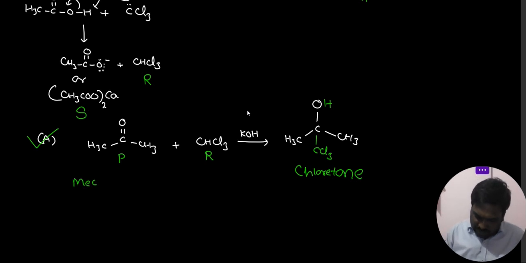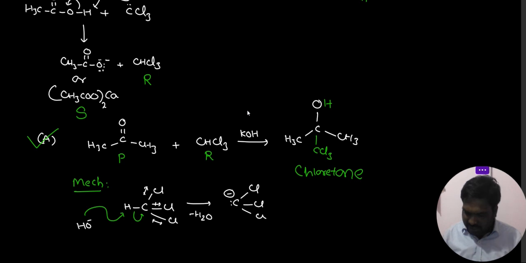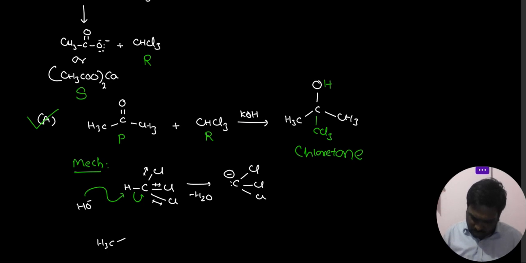So here, how can we write the mechanism? First chloroform, CHCl3. Due to the polarity of CCl3, this hydrogen is easily replaced by the base. Then water is eliminated. So which is formed? CCl3 minus. This CCl3 minus reacts with acetone, then chloretone is formed. Nucleophilic addition mechanism.